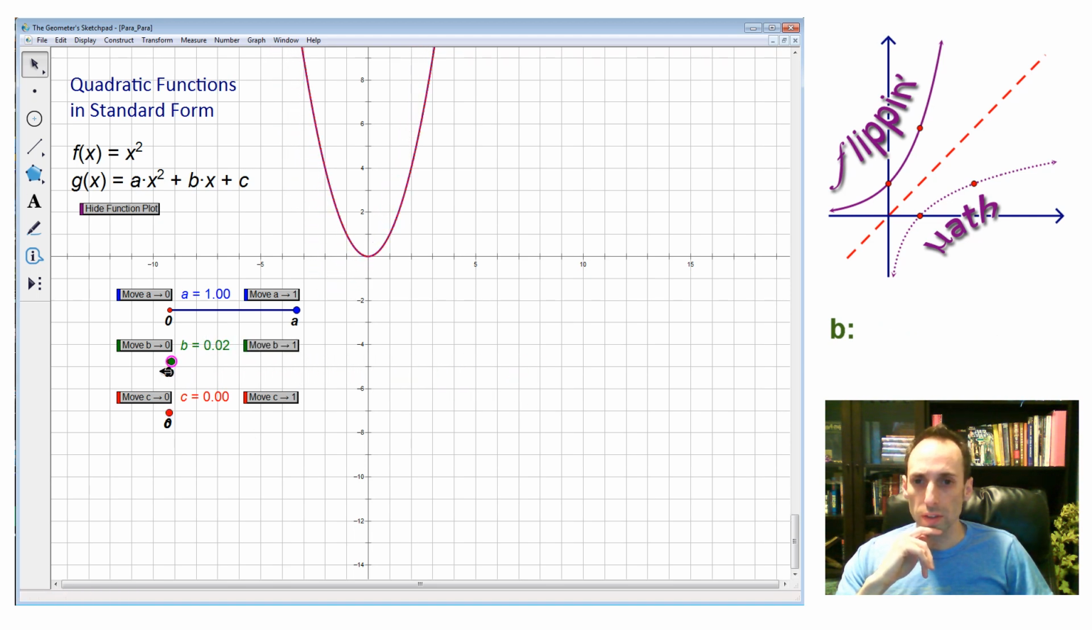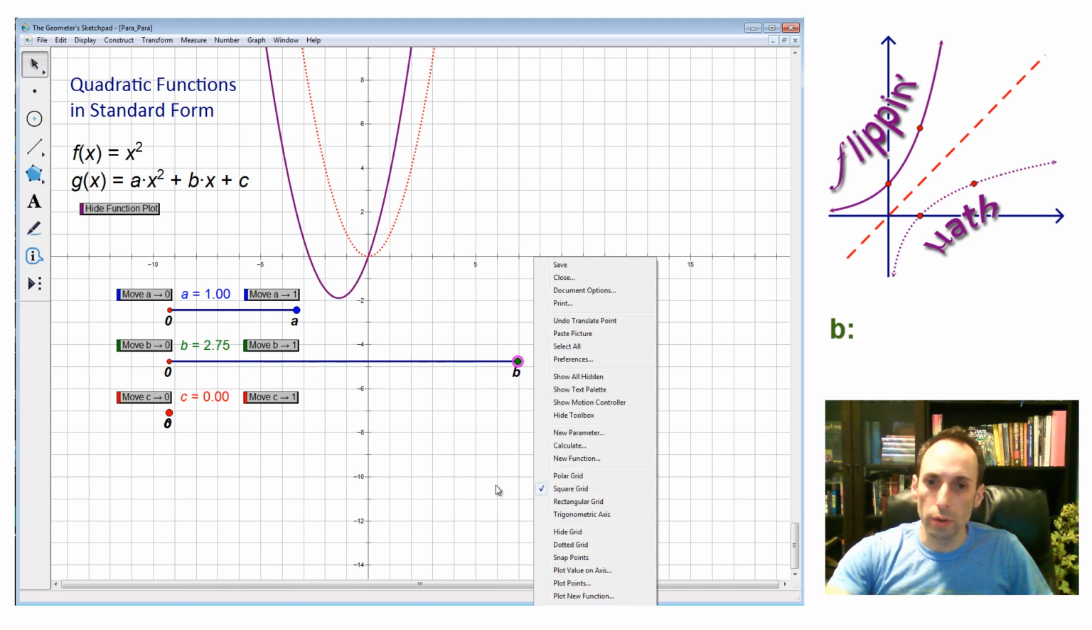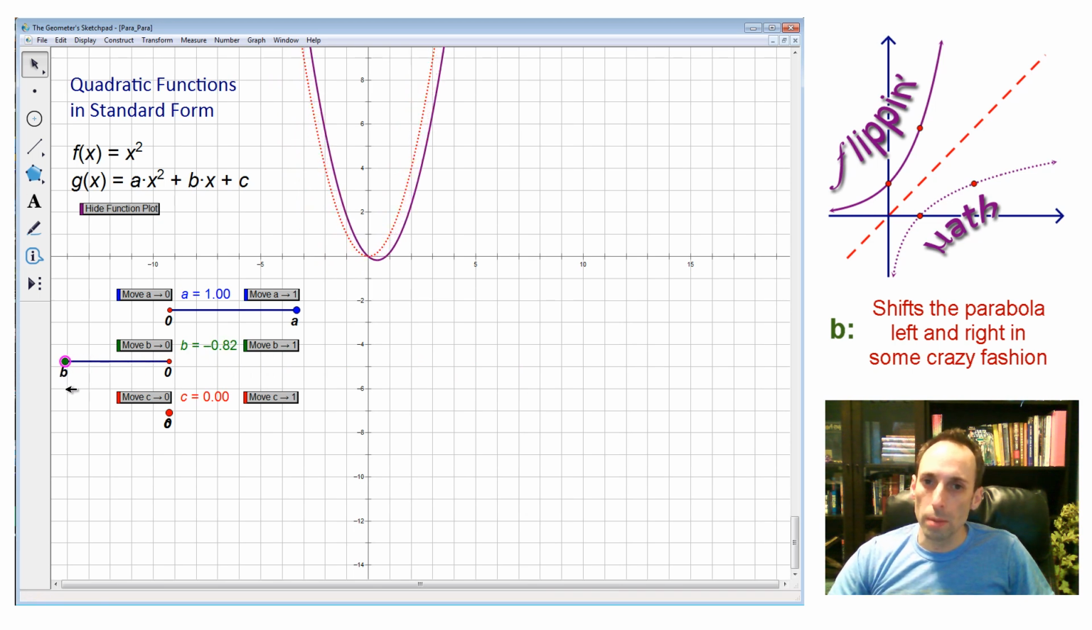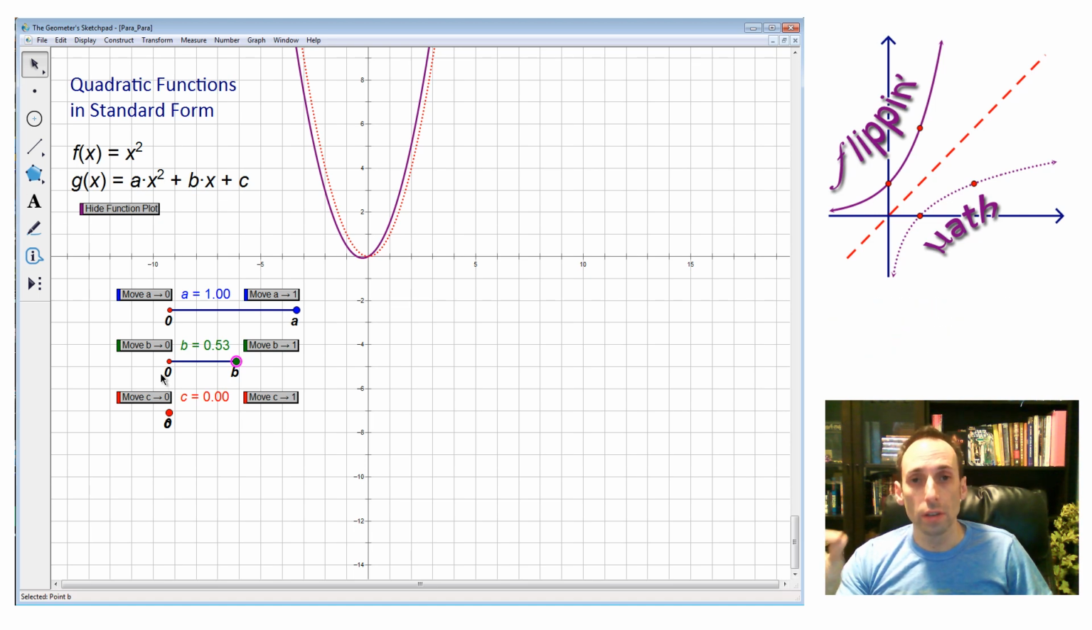So you can see that this thing kind of slides it, kind of shifts it around left and right. And its movement is actually pretty complicated. And it's so complicated that we usually don't give it much attention. We usually just focus on the A and the C. Matter of fact, when we go back to the presentation, that's all we'll be talking about is the A and the C.